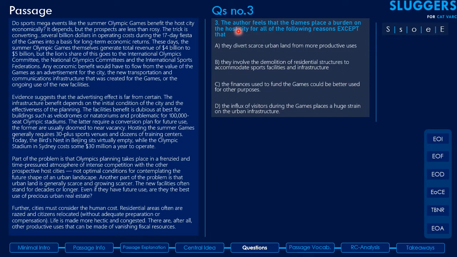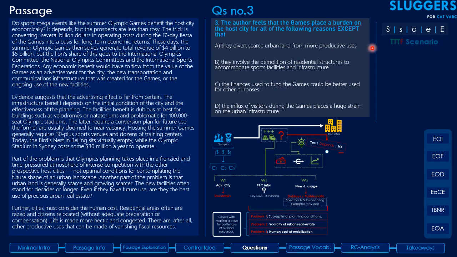The question states, let's read the question stem first. It states that the author feels that the games place a burden on the host city for all of the following reasons, except. Before we delve into the subject matter of the question stem, I want to talk a little bit about this except here, especially this category of questions which have this word except. This is a category of questions which I refer to as the triple TF scenario. The scenario where you come across a question which involves the word except.